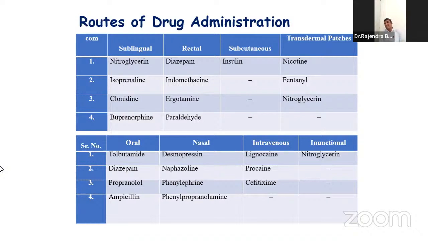So dear students, these are the routes of drug administration. You make one chart, right? One chart is equivalent to 5 to 10 pages. Just go through that chart and create questions yourself. Go by individual options, then you won't have any problem. Next slide, please.